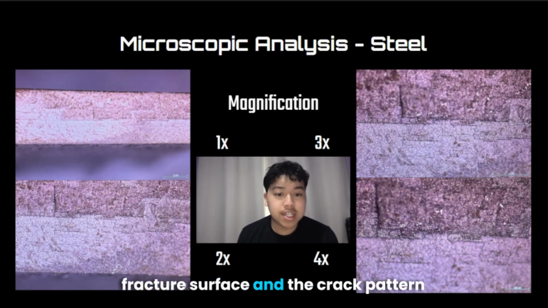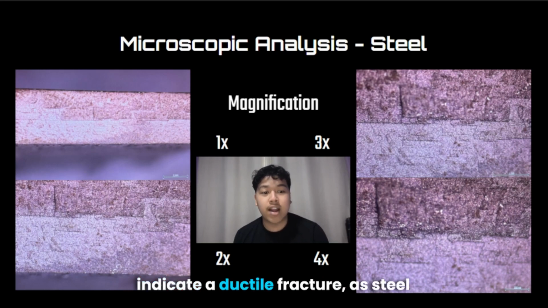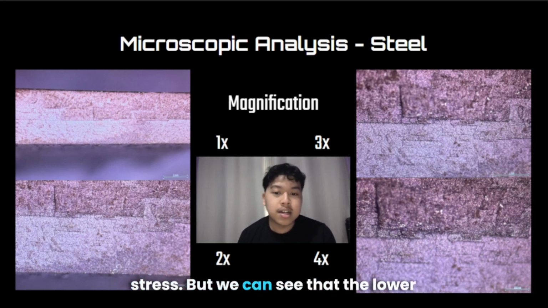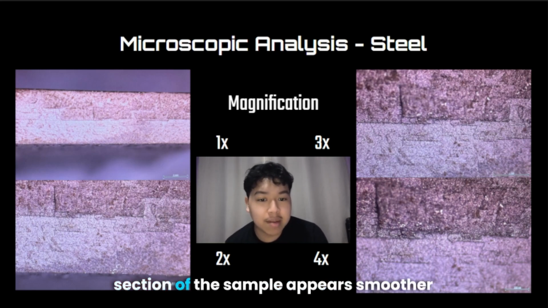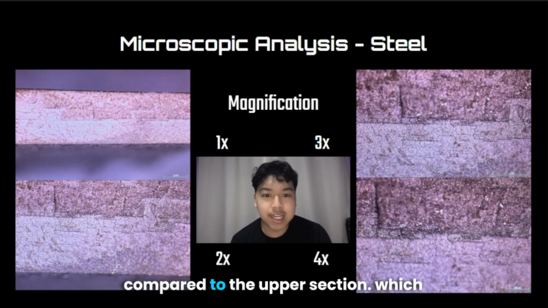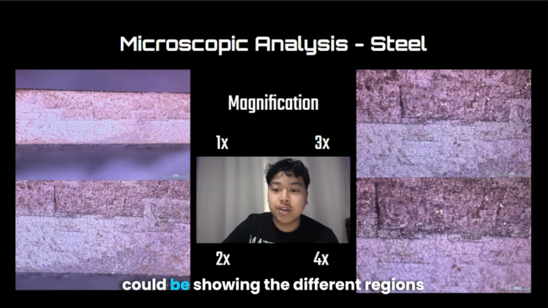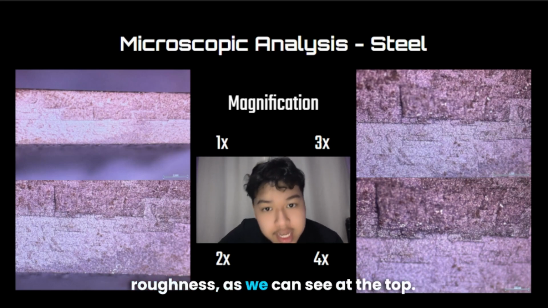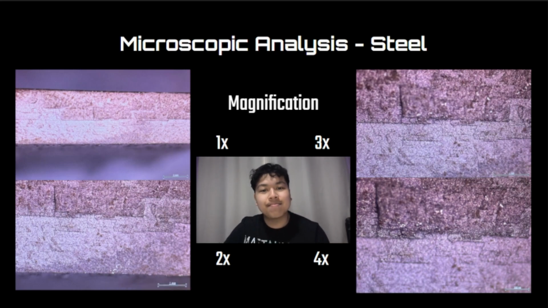The roughness of the fracture surface and the crack pattern indicate a ductile fracture, as steel typically exhibits ductile behavior under stress. But we can see that the lower section of the sample appears smoother compared to the upper section, which could be showing the different regions subjected to tension and compression during bending, with tension causing more roughness, as we can see at the top.